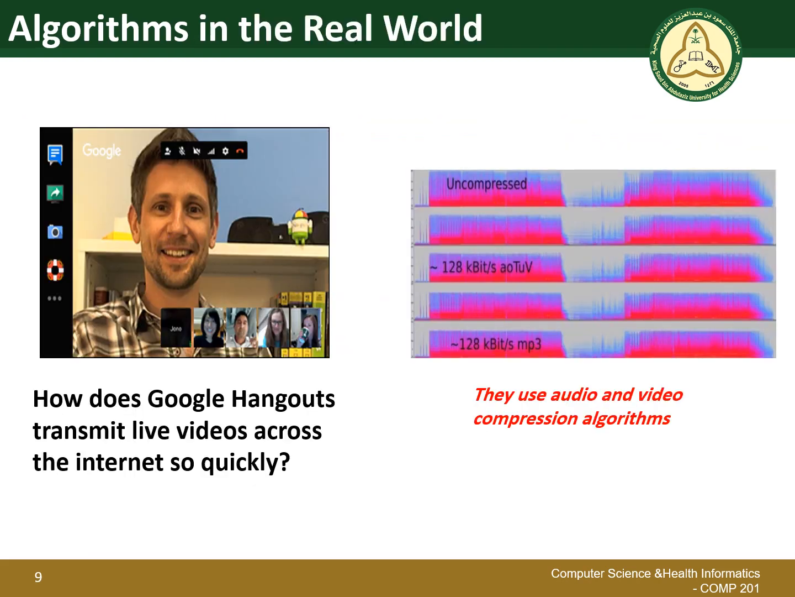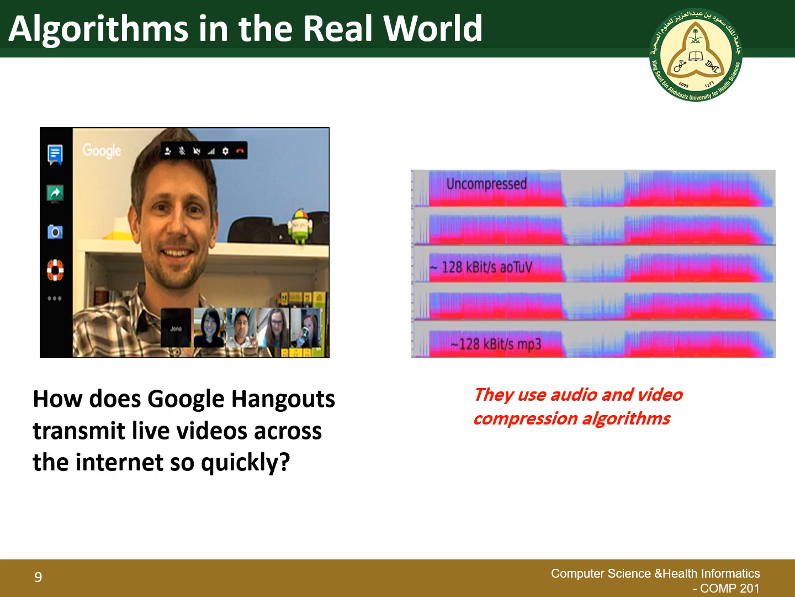In the real world, in our daily life, we are surrounded by algorithms. In fact, the algorithms make the technologies work. ما في شيء يشتغل بدون algorithms. Examples اللي عندنا هنا مثلا when you are watching a video across the internet, you are using hundreds of algorithms.